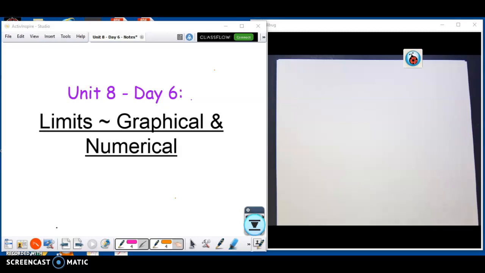So we are moving on to Unit 8, Day 6. We skipped over Day 5. It was just word problems with sequences and series. So we have 2 more lessons left. Day 6 and Day 7 kind of could be a unit on their own. So we're going to start talking about limits.